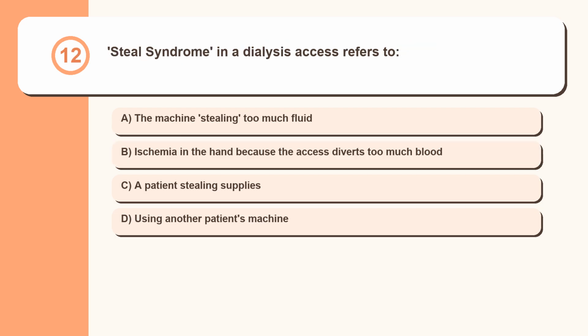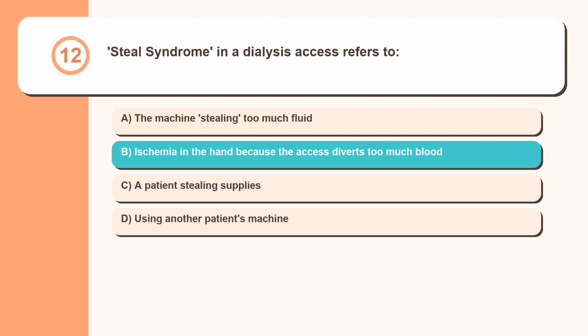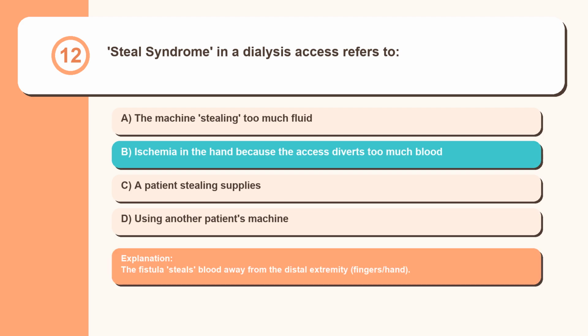Question 12. Steal syndrome in a dialysis access refers to the machine stealing too much fluid, ischemia in the hand because the access diverts too much blood, a patient stealing supplies, using another patient's machine. The fistula steals blood away from the distal extremity, fingers/hand.